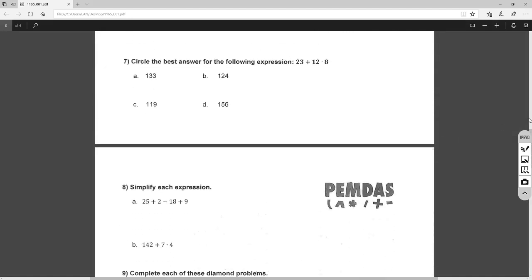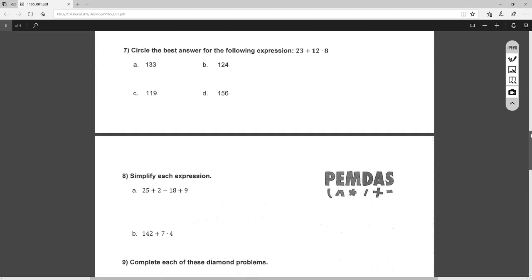All right, so number 7 deals with your order of operations, so make sure you remember your order of operations. I also put on the study guide, just kind of as a little guidance, you guys have learned it as PEMDAS. So remember, your parentheses are first, then your exponents are next.